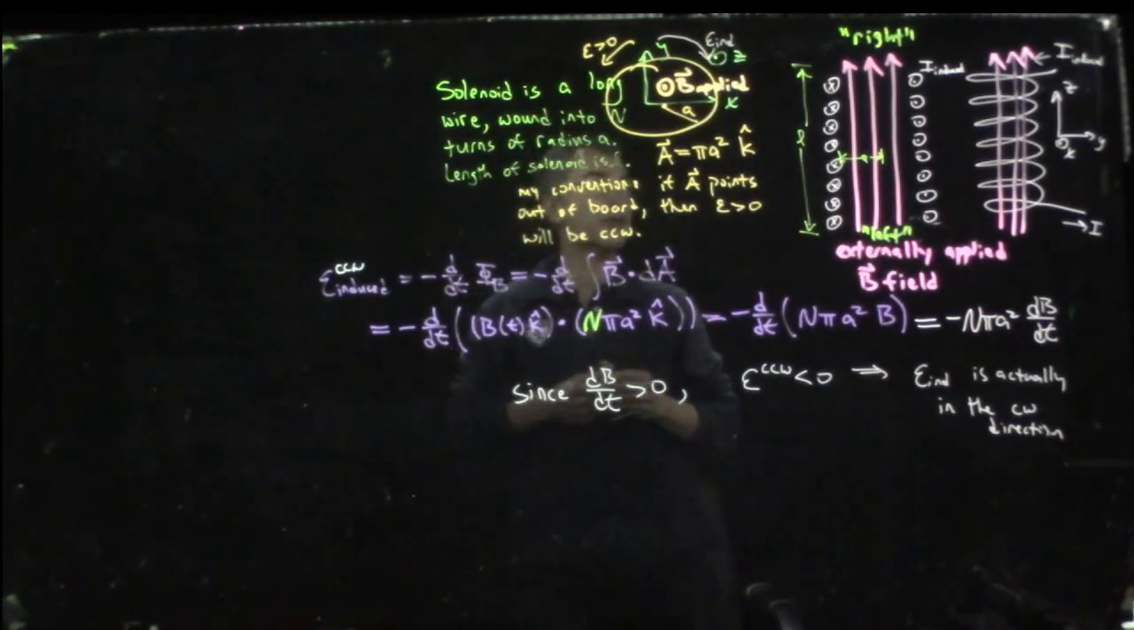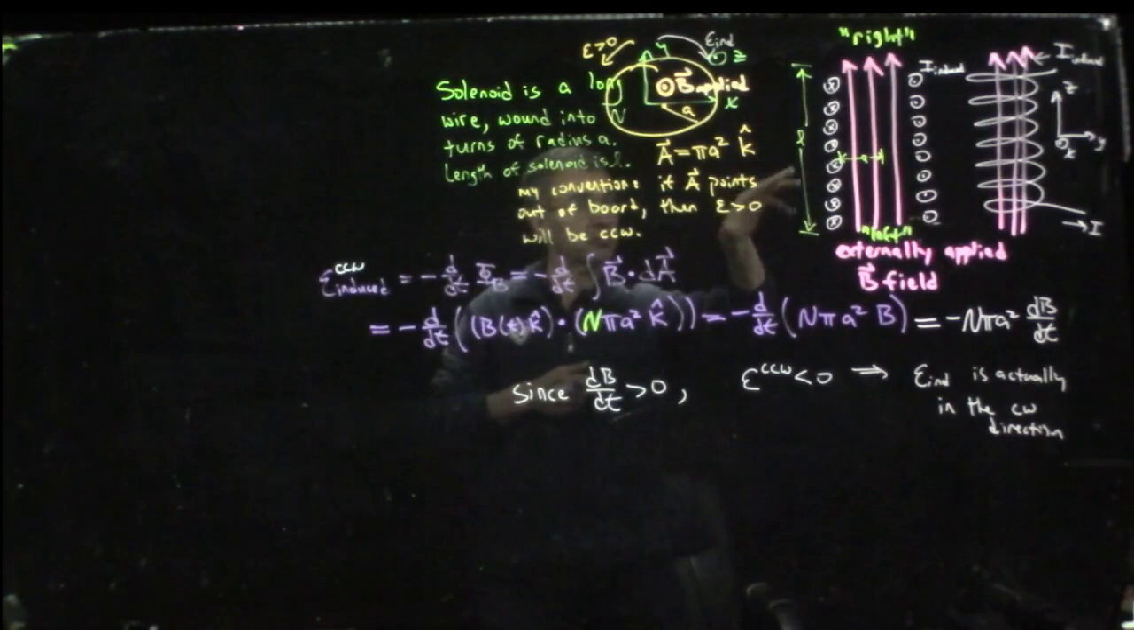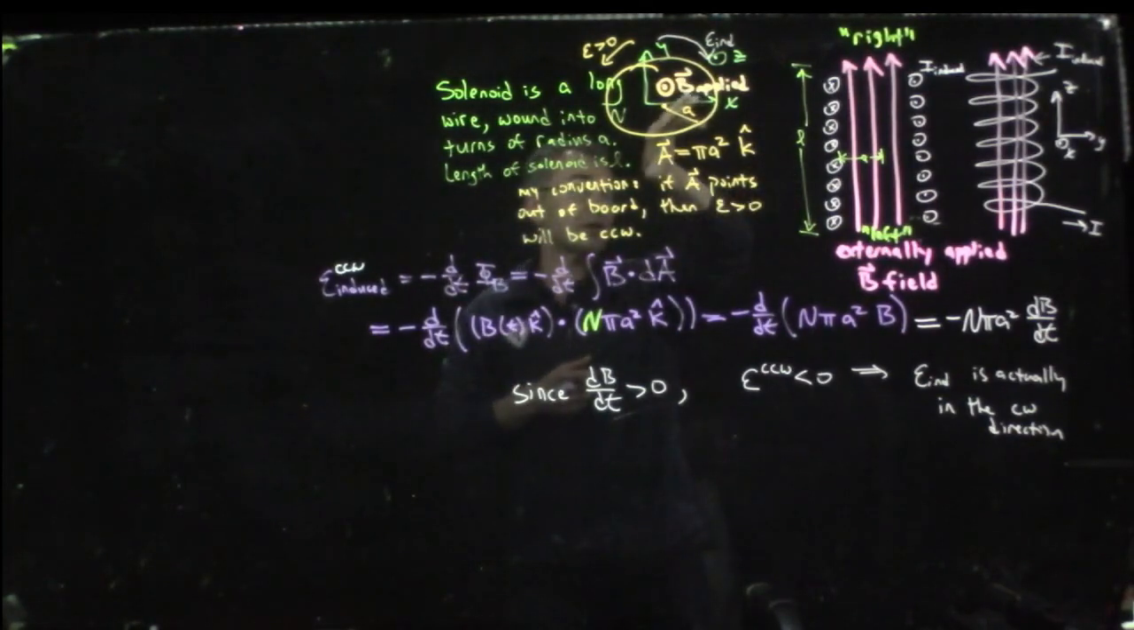Let's see if that makes sense with Lenz's law. And this is actually my right hand. The video is mirrored, so it looks like a left hand. So what I see is that a clockwise induced EMF would create a clockwise current, which would then create an induced magnetic field. So this is the induced magnetic field, would point into the board. And that makes sense because we have a magnetic field applied from the outside which is pointing out of the board and is increasing in magnitude.